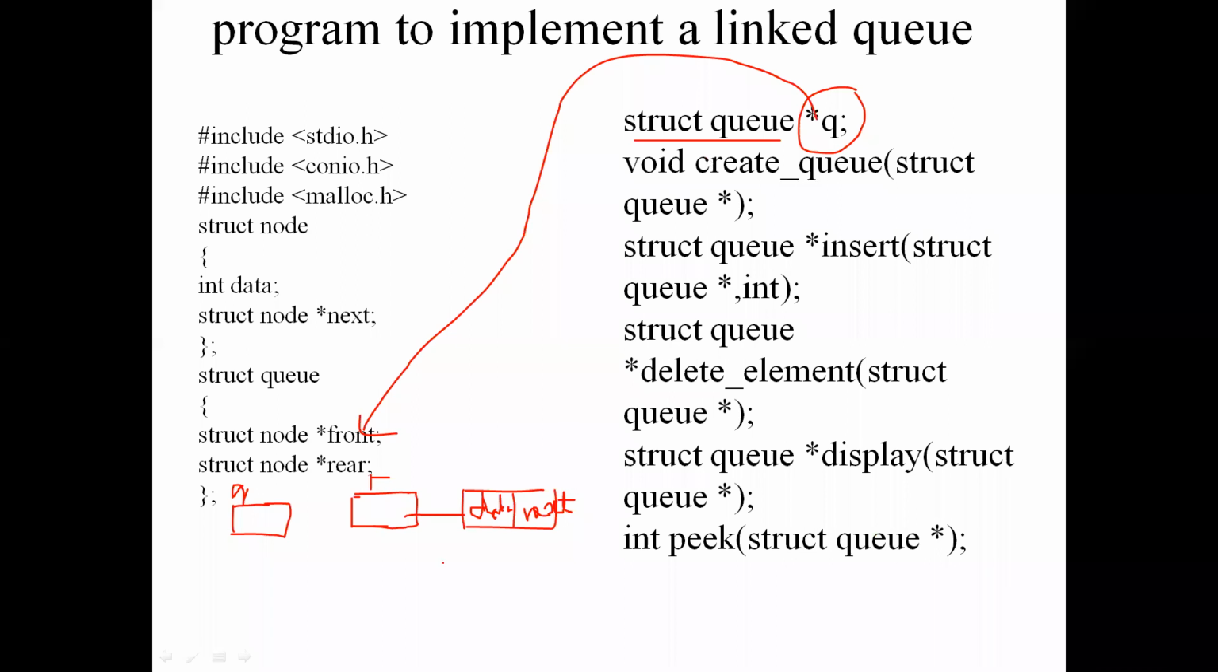Okay. So this is front. And again, this front is what? A pointer variable. How can I access the members of the structure using pointer variables? Through what? Arrow operator only.